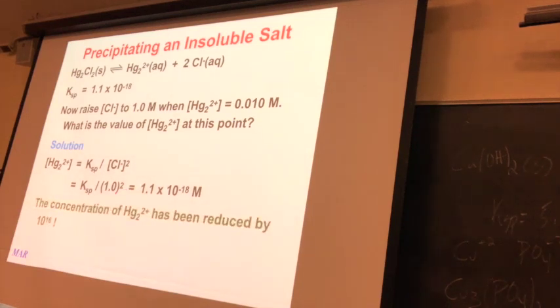Whoa! Mercury went from 10 to the minus 2, which is what we started with, to 10 to the minus 18th. All right, that's a change of 10 to the 16th or so. That's a very, very, very large amount. So most chemists would feel that you've basically got the mercury out. All right, 10 to the minus 18th is pretty small.